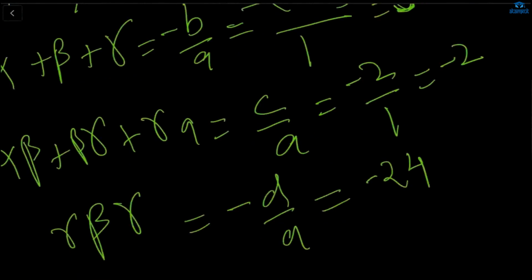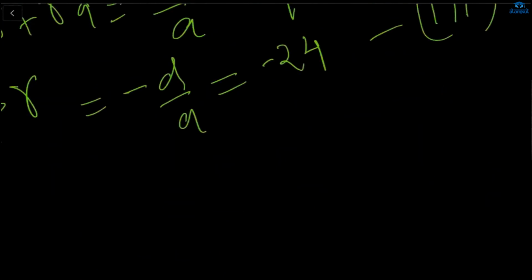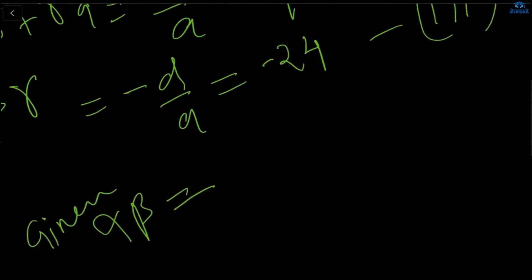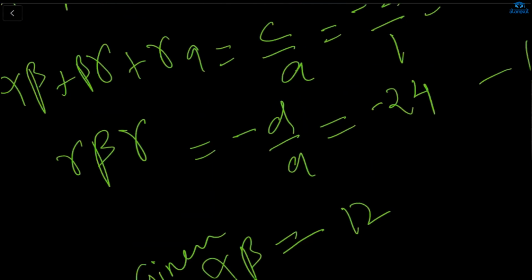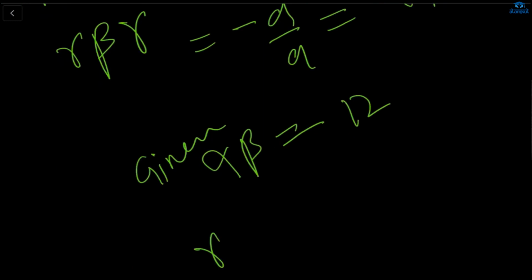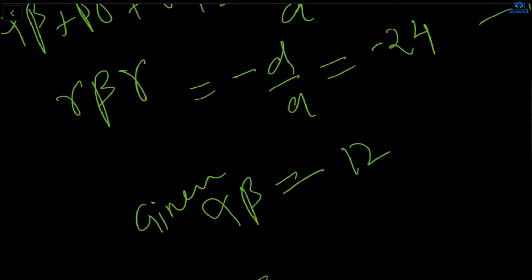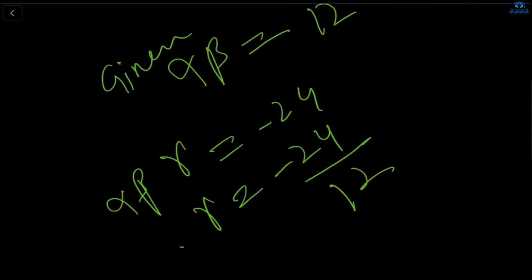So we have 3 equations here, first one, second one and the third one. Now, it is written in the question that the product of 2 of its zeros is 12. So alpha into beta is equal to 12. Now if you put the value in the second equation, we cannot, because there will be another 2 unknown values. So we are going to put this value in the third one. Alpha beta gamma is equal to minus 24. We already know the value of alpha into beta, which is 12. So gamma value will be minus 24 divided by 12, so gamma will be minus 2.